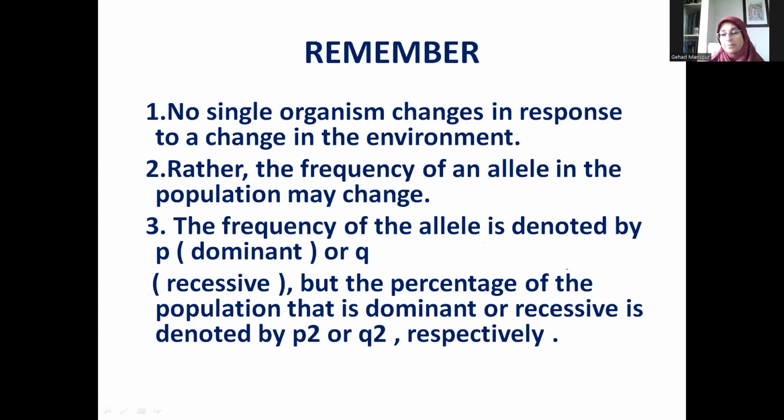And now here are some important points to remember about the part that we covered in evolution. Number one, evolution occurs at the level of the population, meaning that no single organism will change in response to a change in the environment. What do we have in evolution? In evolution, actually, we have a change not in the phenotype. This is important because you might be asking yourself, how come a single organism does not change in response to a change in the environment?